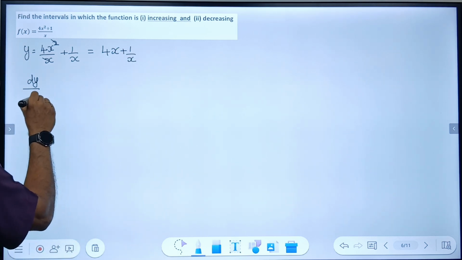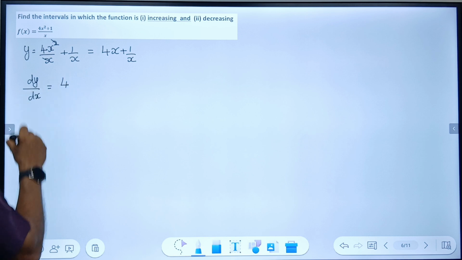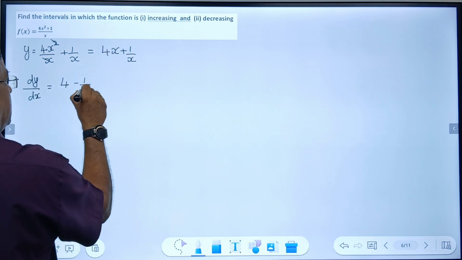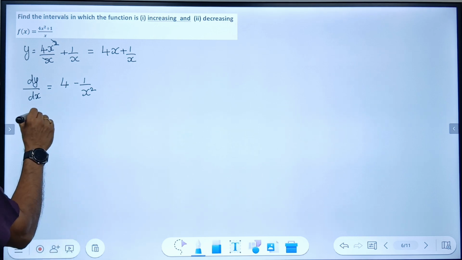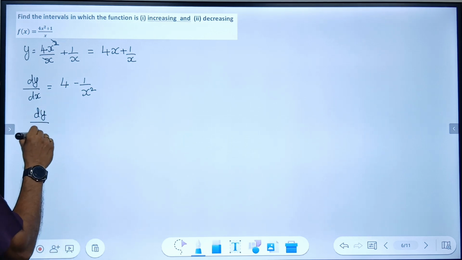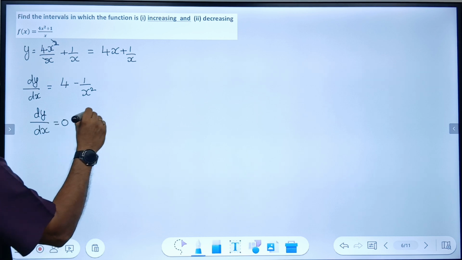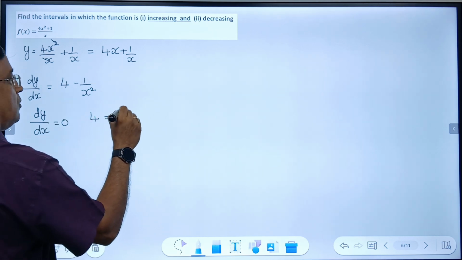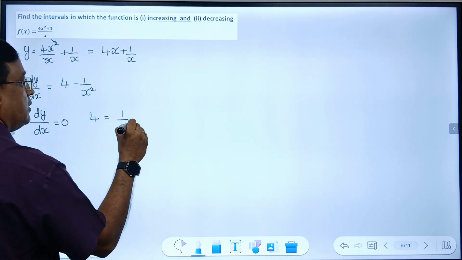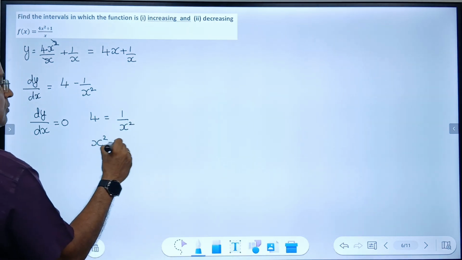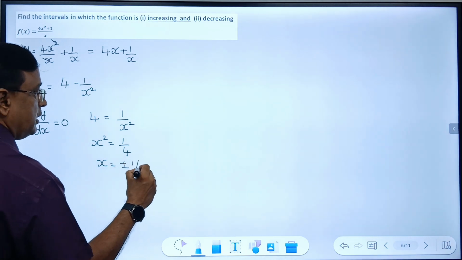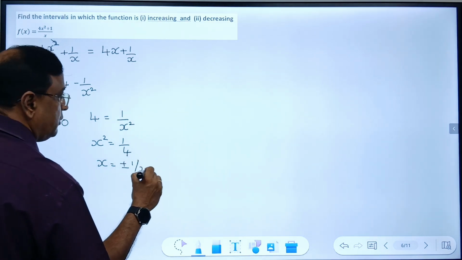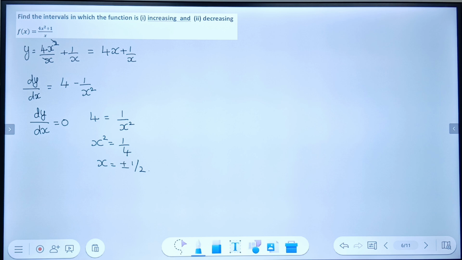So I am differentiating this. Dy by dx, what is that? Differentiation of 4x is 4. 1 by x is minus 1 by x square. Now put dy by dx as 0. When you put dy by dx as 0, you get 4 equal to 1 by x square. Therefore, x square equal to 1 by 4. Therefore, x is equal to plus or minus 1 by 2.